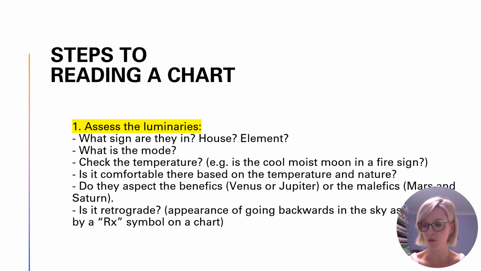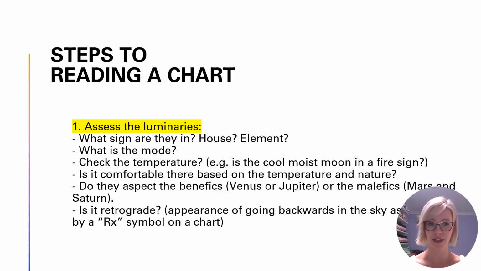So we have the sun and it's in Pisces. You've taken the warm, vital sun and you've plunged it into the depths of the ocean because it's a watery element in Pisces. So the vitality there might be a bit muted. What house is it in? You want to check the mode as well. And like I just said, check the temperature. So the example here is the cool, moist moon in a fire sign. How do you think the moon feels about being put into the fire sign? Probably a bit uncomfortable. Or is the moon in its home sign of Cancer? Well, then the moon's probably flourishing there and really comfortable. Just things to consider.